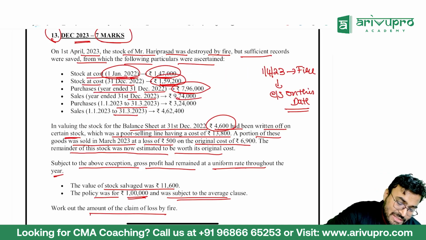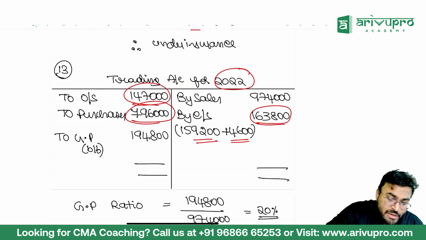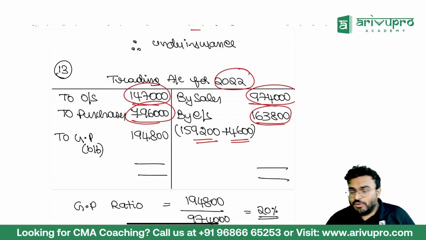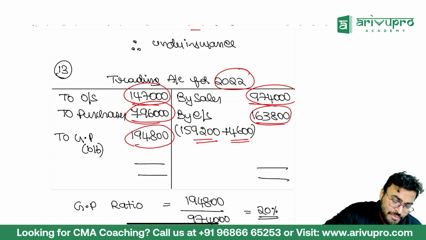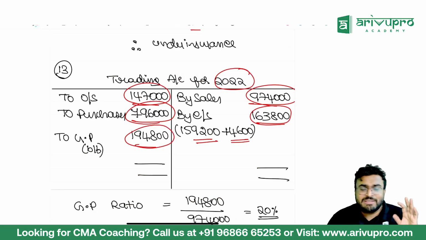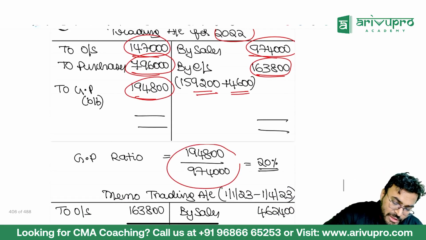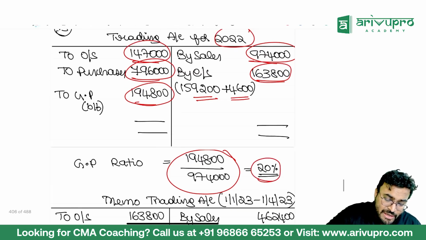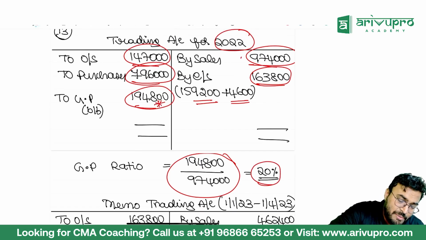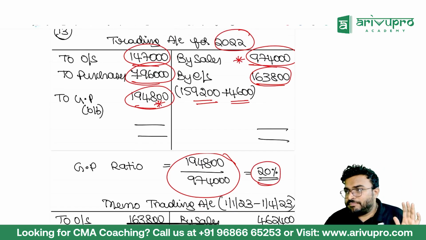Then you have sales. Last year's sales is 9,74,000. Take the sales as 9,74,000. You will get a balancing figure, that is your gross profit. Gross profit is 194,800. Clear? Now you got gross profit. Compute the ratio. You are getting gross profit ratio as 20%, gross profit divided by sales into 100.